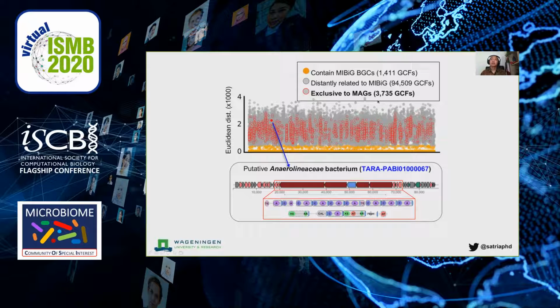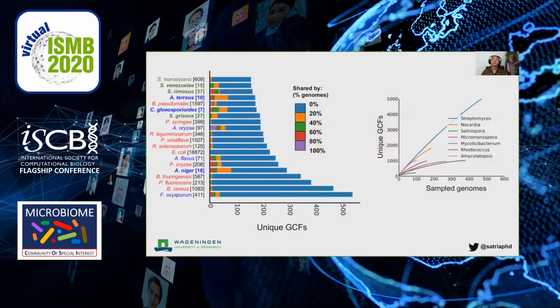And some 3,700 of the GCFs are actually exclusive to the metagenome-assembled genomes. One of those BGCs, you can see here, is from the Tara Oceans dataset. It is an NRP-polyketide hybrid BGC with a pretty complex multimodular structure, typical of the known BGCs you can see in the MIBiG database.